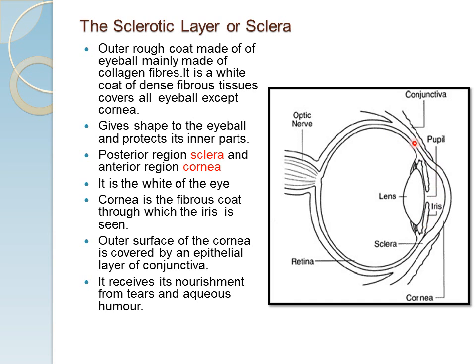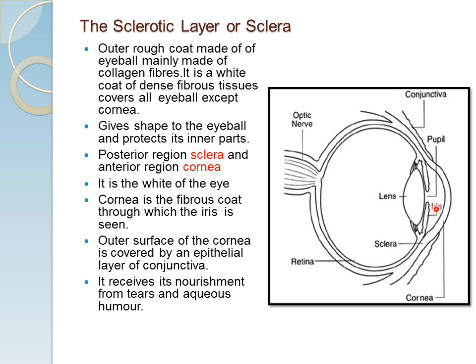Now this sclerotic layer is divided into 2 parts. Mainly the posterior part is called the sclera and the anterior part is called the cornea. So this part is the cornea and the posterior part is the sclera. As it is a tough layer, it gives shape to the eyeball and protects its inner parts. It is mainly white in color, and the cornea is a fibrous coat through which the iris can be seen.